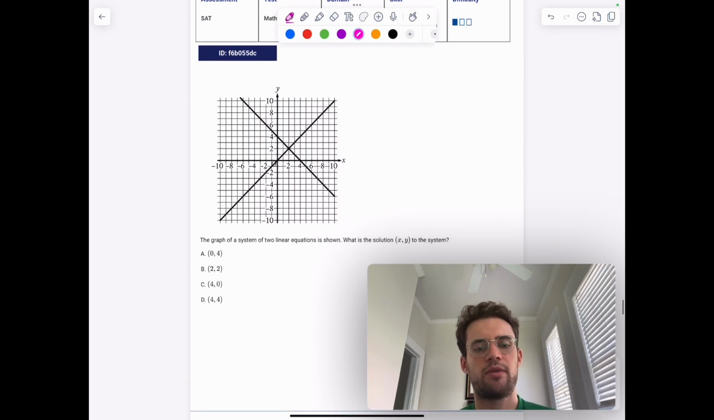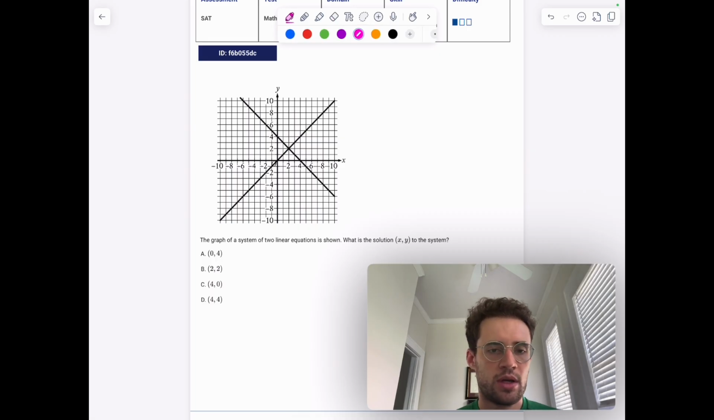The graph of a system of two linear equations is shown. What is the value of x comma y to the system? So just where they cross, that's this point, that's 2 over, 2 up, so it's 2 comma 2, which is choice B.